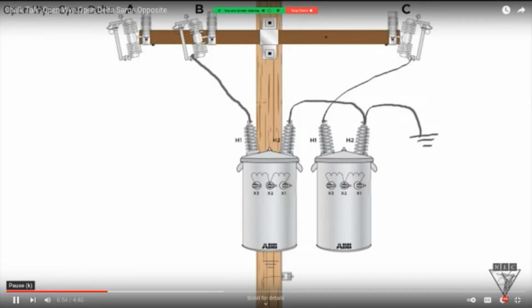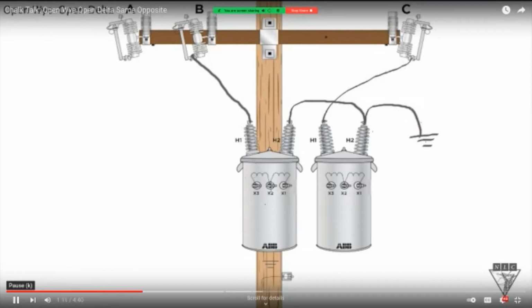So this is the primary Y connection. Your H2 bushings are tied together and then tied to ground, and then you utilize just 2 of the phases. We use C phase and B phase, and that's our primary connection. Okay, let's move on to the secondary connection.